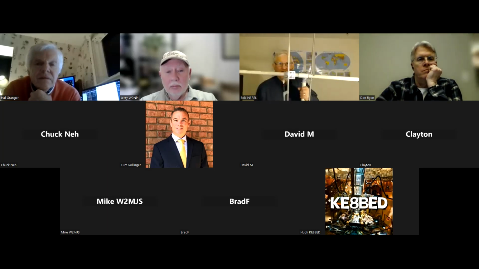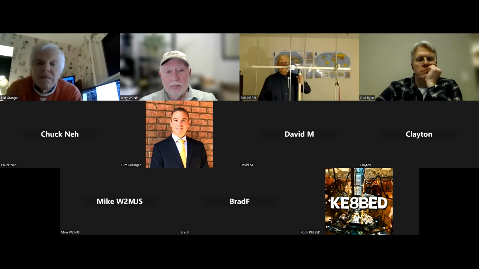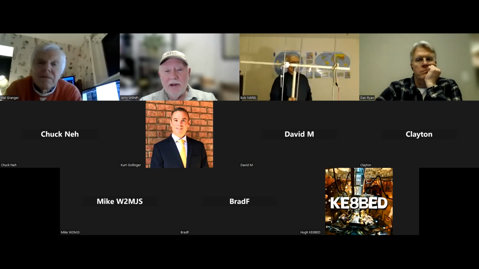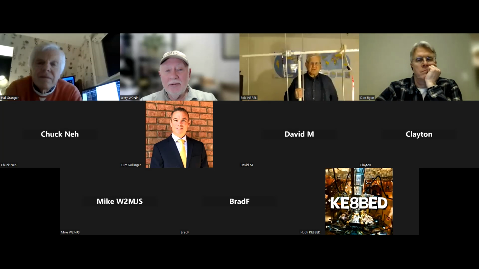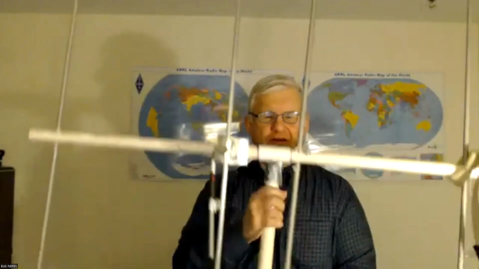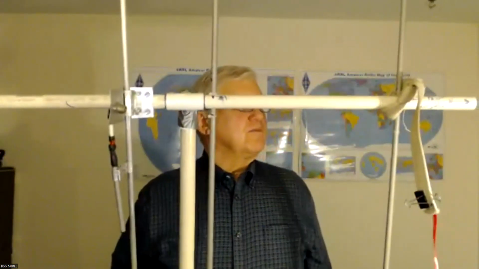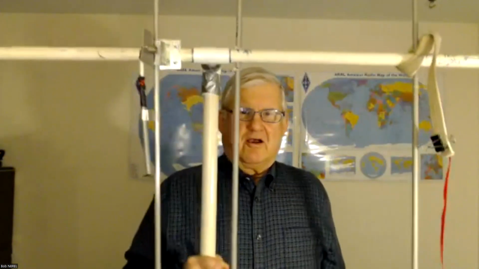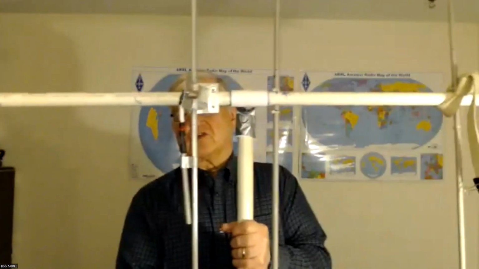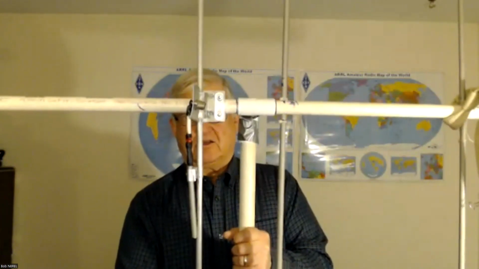Now this is a cool antenna. This is a marvelous piece of engineering. This is brilliant. This is a 2-meter antenna, and it was built by Hugh, K-E-8-B-E-D. I was having trouble a couple of years ago hitting the repeater because I was using a vertical antenna. And so he built me this. It's a directional antenna. It's called a Yagi, okay?